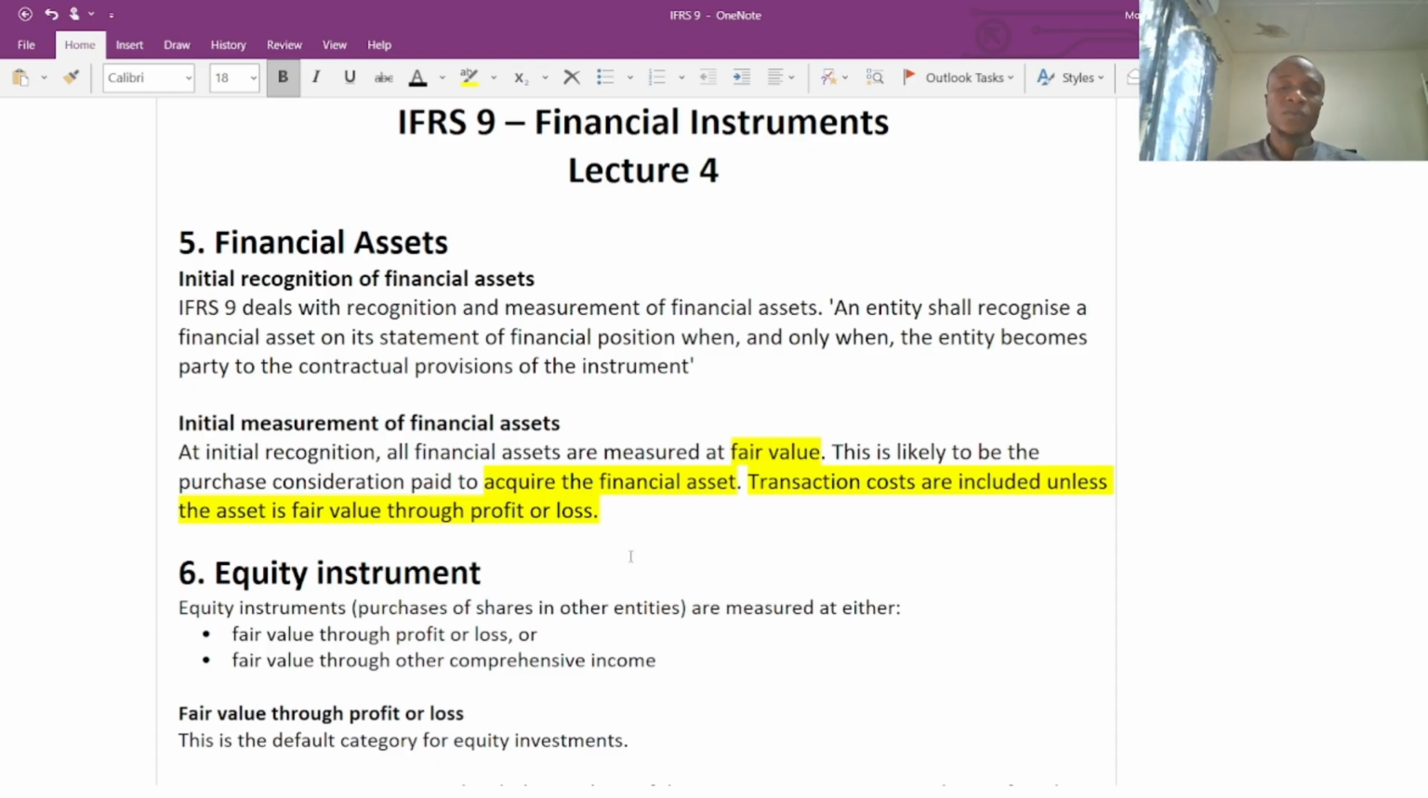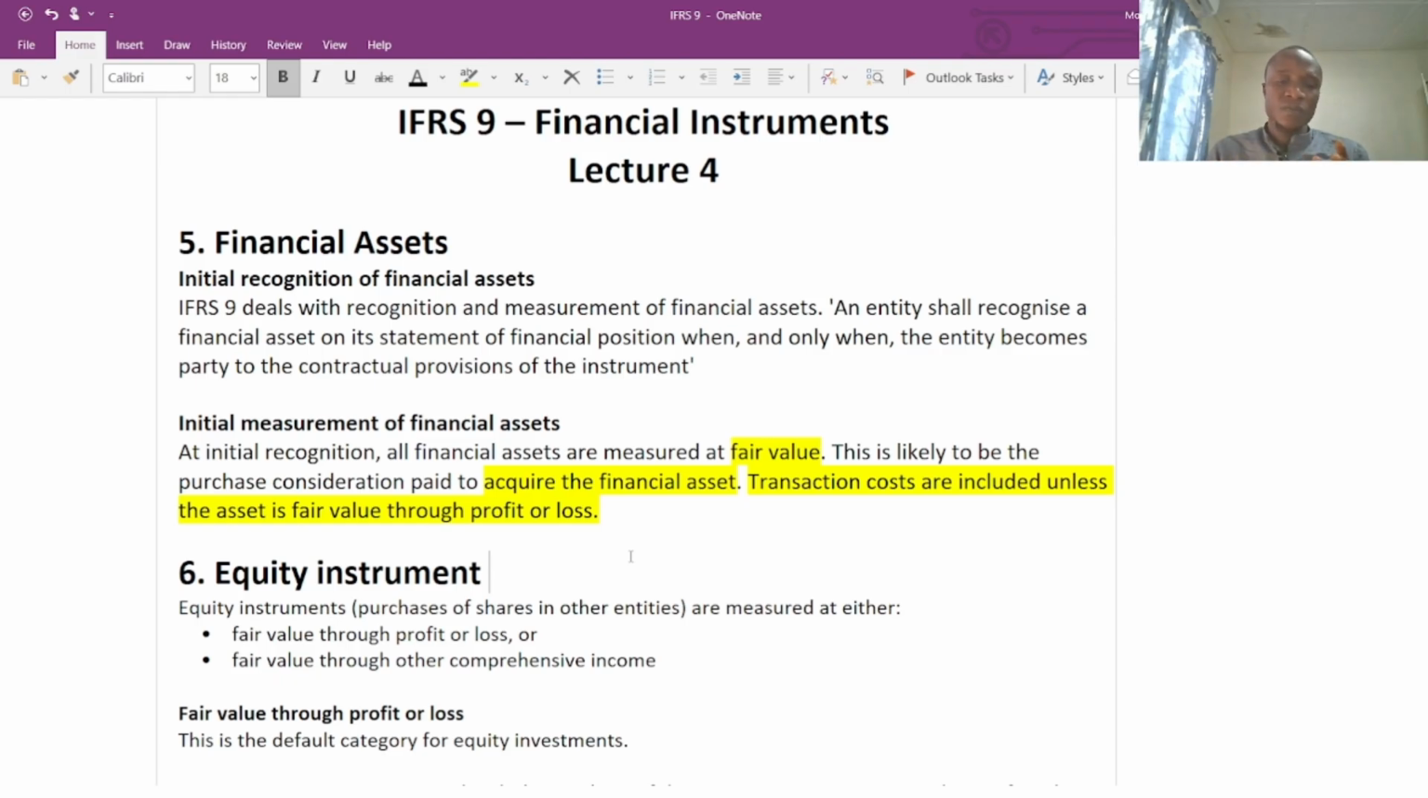Now, for example, if I purchase shares in X, Y, and Z company, automatically in my financial statement, I am going to recognize the financial assets as investment in X, Y, and Z company. So with regards to that investment, I have the option to either value the investment at fair value through profit or loss, or I'm going to use the other comprehensive income approach, depending on the purpose for which I have invested my money into that particular company.